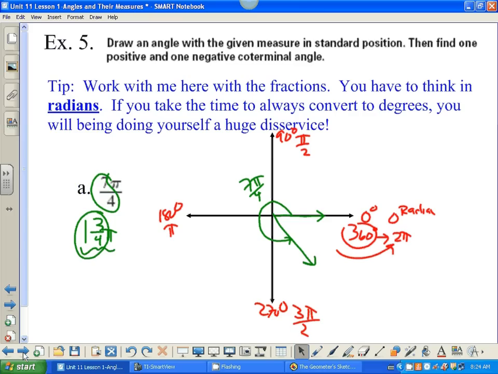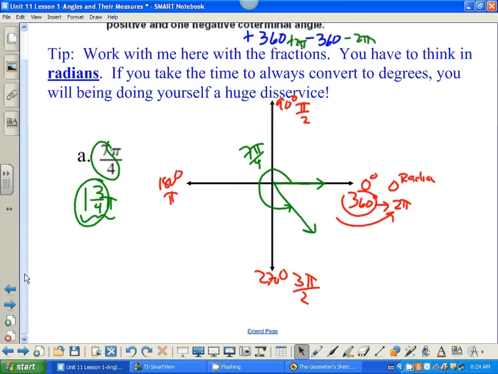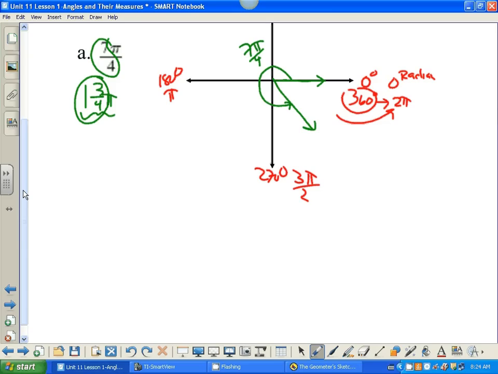Now let's talk about getting one positive and one negative coterminal angle. You remember that we got positive and negative coterminal angles by adding 360 and subtracting 360. So in radians, this means we have to add 2 pi or subtract 2 pi. So let's do some work. It is fraction work, and your refusal to embrace the fractions will be your refusal to be successful in future courses. This is not bad. I'm not asking you to find coterminal angles of 5 pi over 362. It's 7 pi over 4.